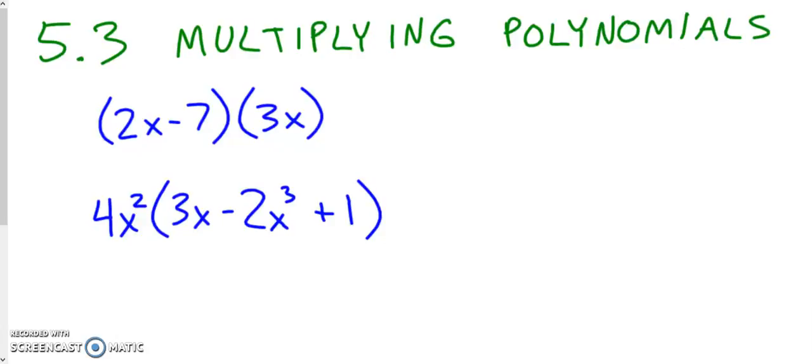Bridges, 5.3, multiplying polynomials. So last section we learned about adding and subtracting polynomials. The next natural thing to do would be to learn how to multiply them.